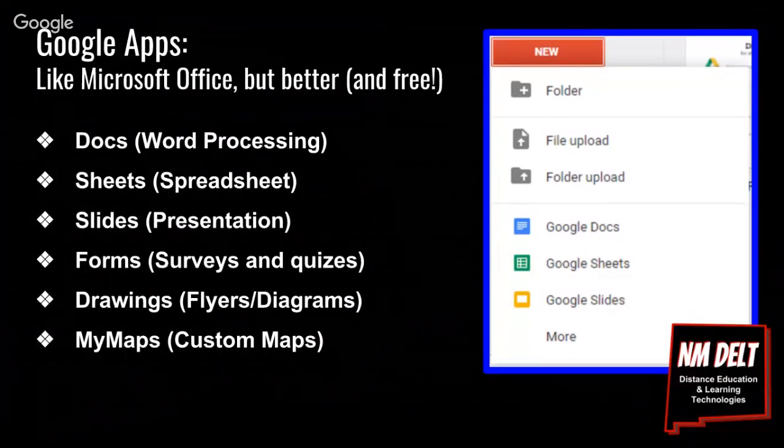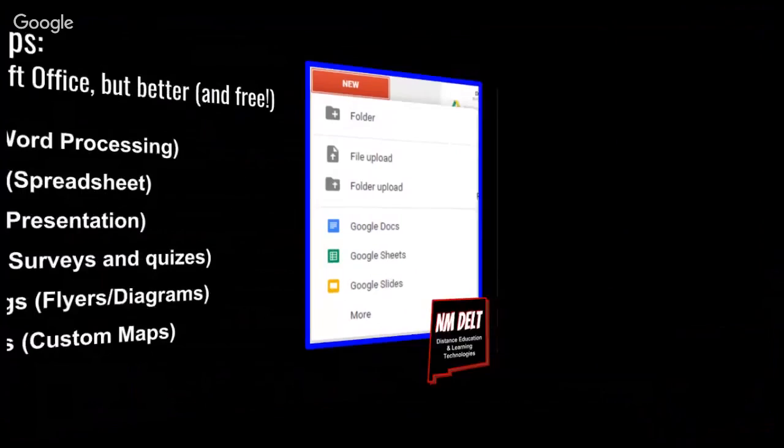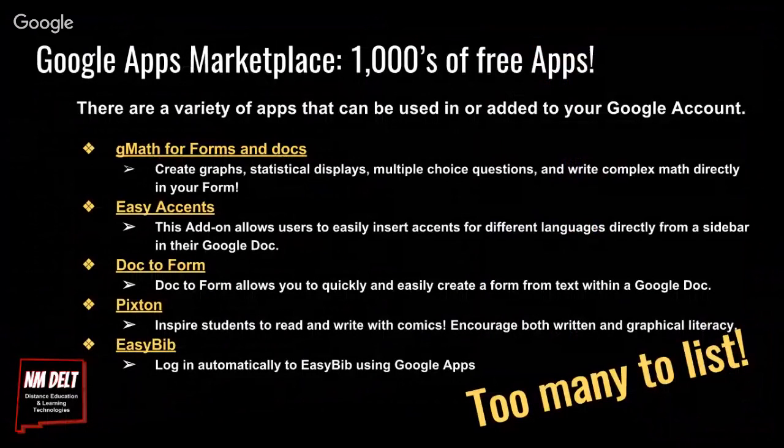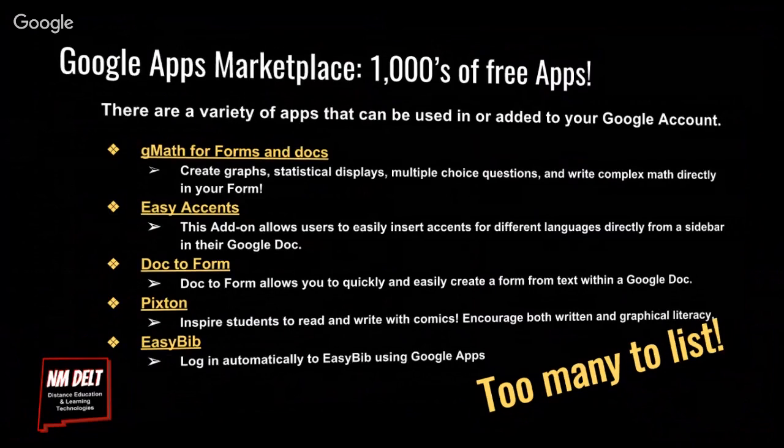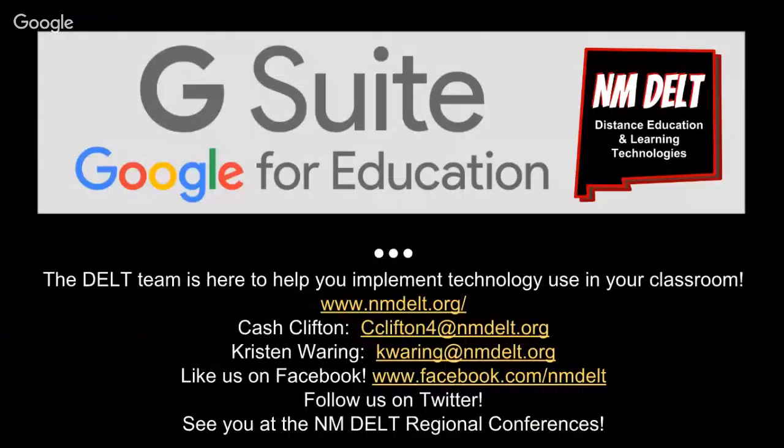These are our Google apps that are very, very similar to Microsoft. I think I've already spoken to those points. These are a few Google apps that I just personally like: Gmath for forms and docs, Easy Accents, Doc2Form, Pixton, and EasyBib. EasyBib is really great if you're trying to create citations.